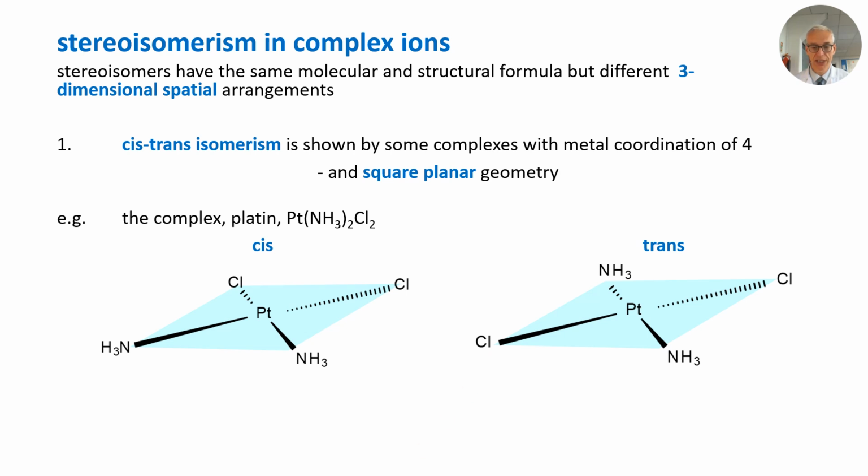A key point to note is that the bond angle between the chlorine-platinum-chlorine bond, that bond angle is 90 in the cis isomer, but the chlorine-platinum-chlorine bond in the trans isomer has a bond angle of 180.